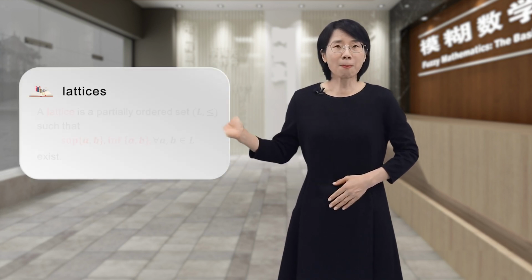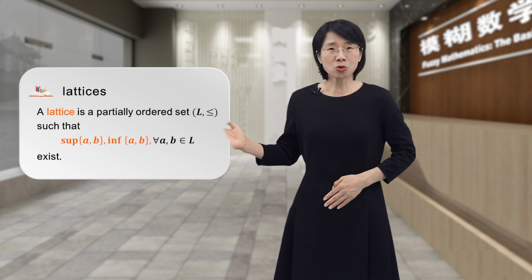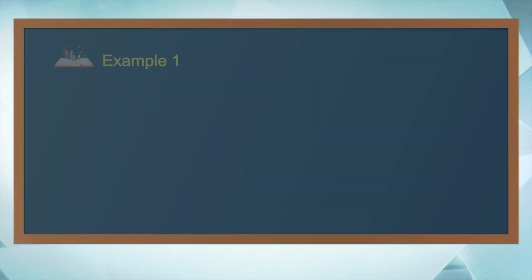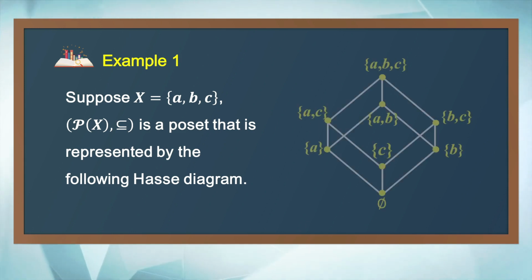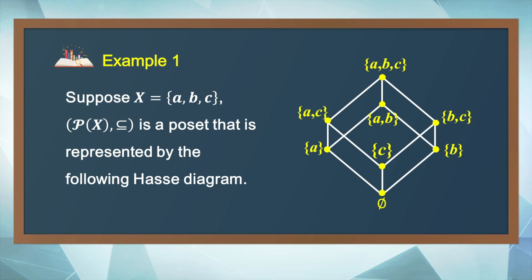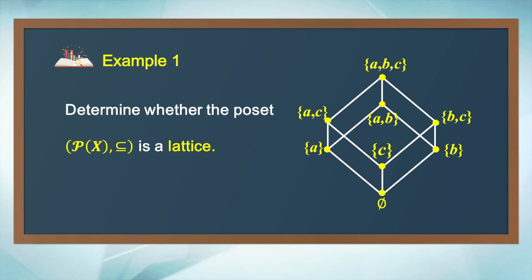A lattice is a partially ordered set in which every pair of elements has both a supremum and an infimum. Let's do an example. Example 1. Suppose X is the set with the three elements A, B, and C. We know that the power set of X together with the inclusion relation is a poset, which is represented by the following Hasse diagram. Determine whether the poset is a lattice.